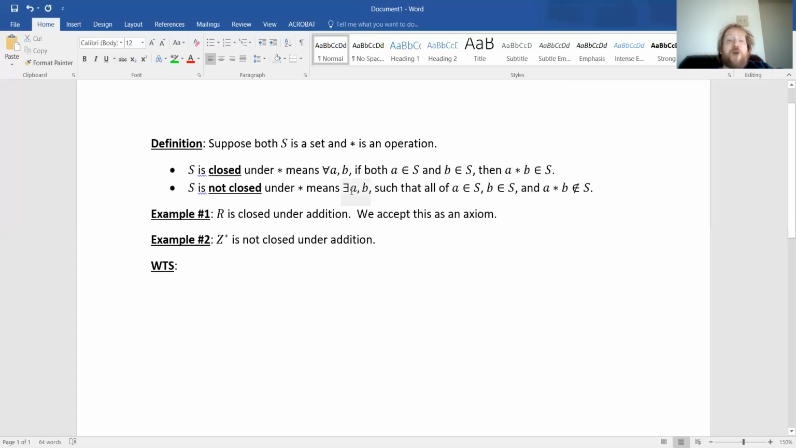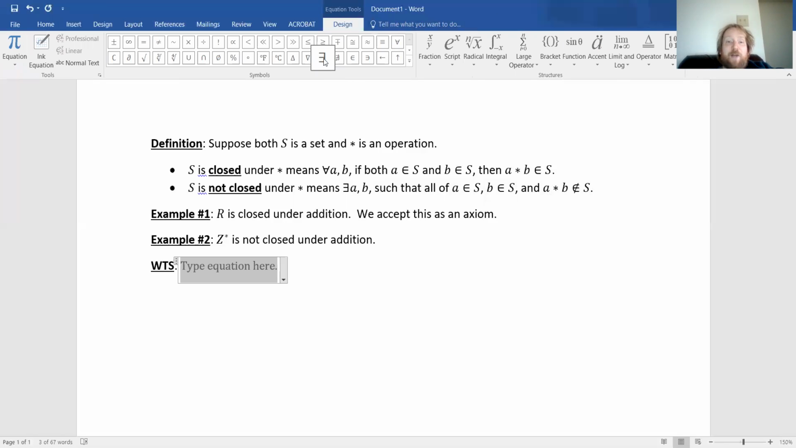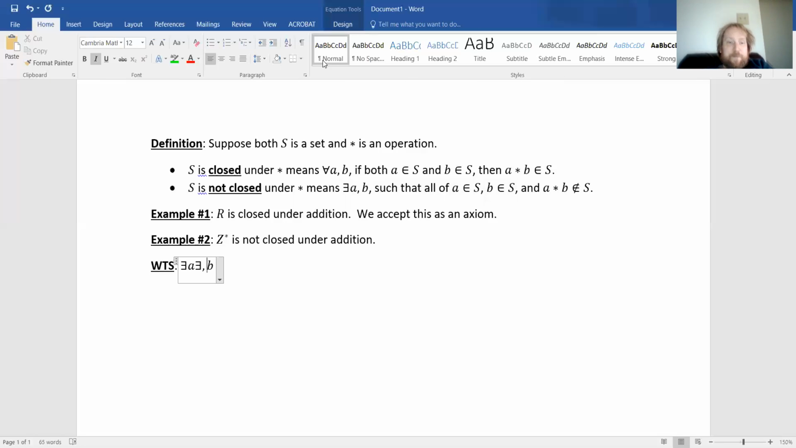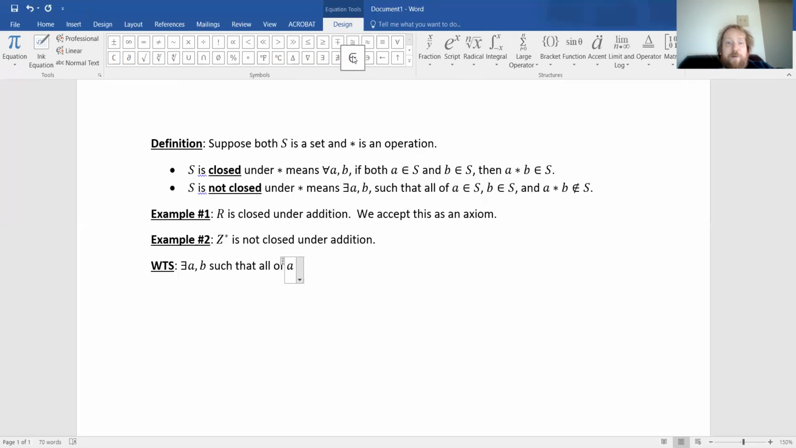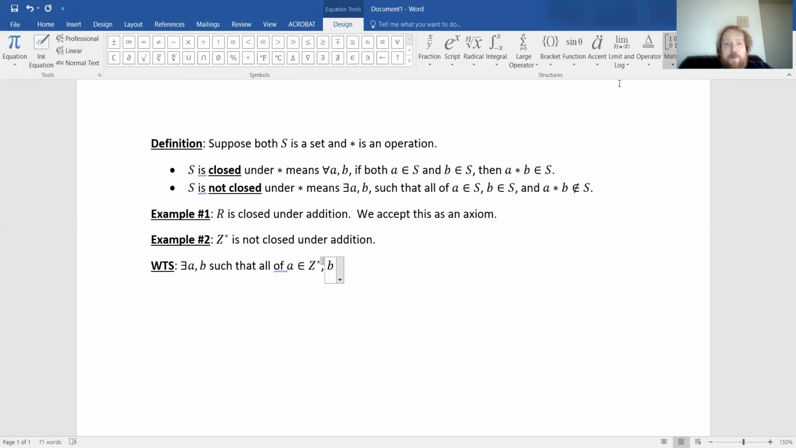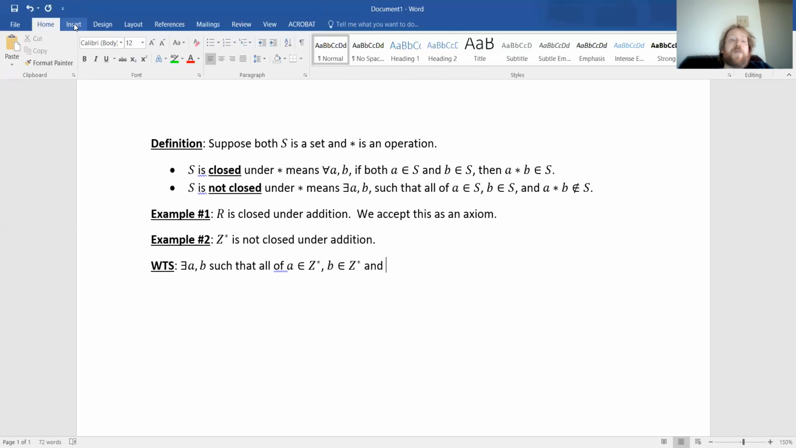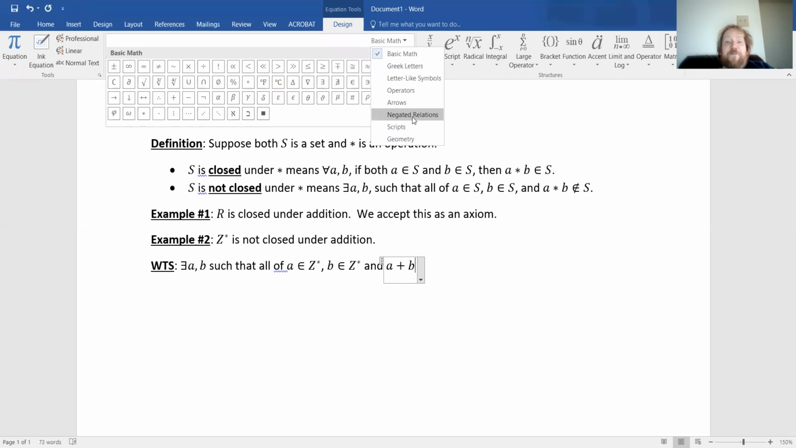If we take the definition of not closed and apply it to the set Z star and the operation addition, we want to show that there exist elements A, B such that A is a member of Z star, B is a member of Z star, and A star B, which in this case would be A plus B, is not a member of Z star.